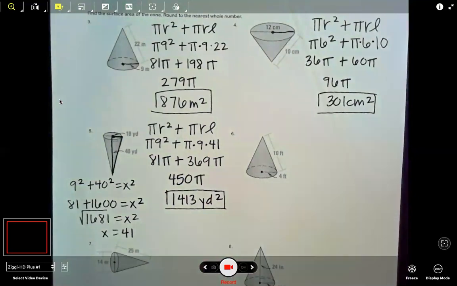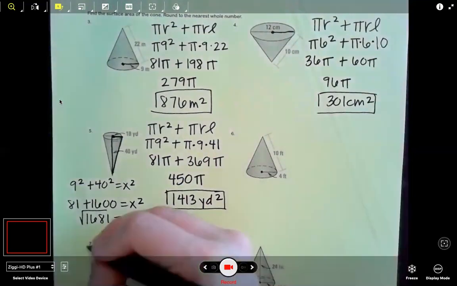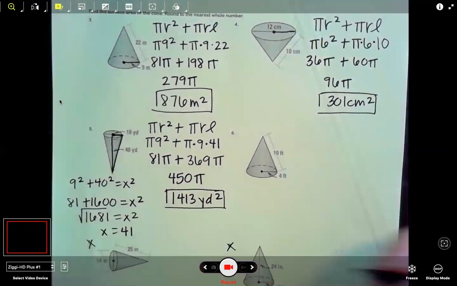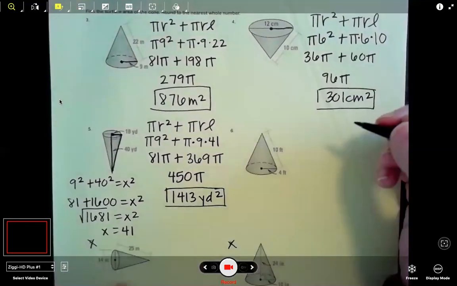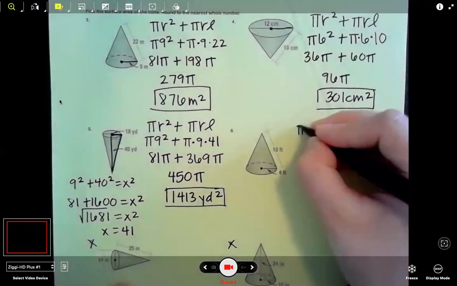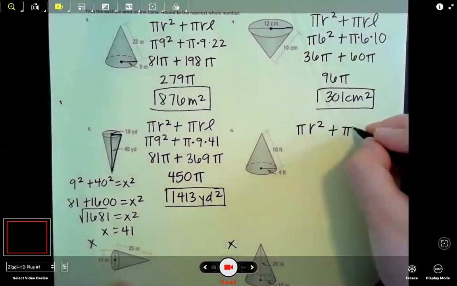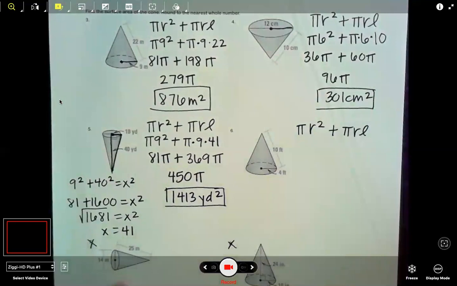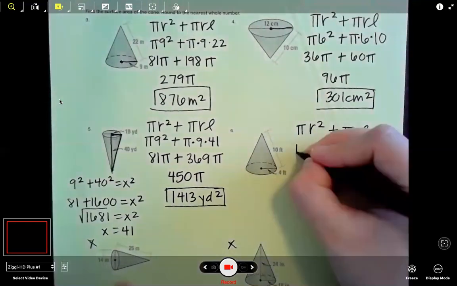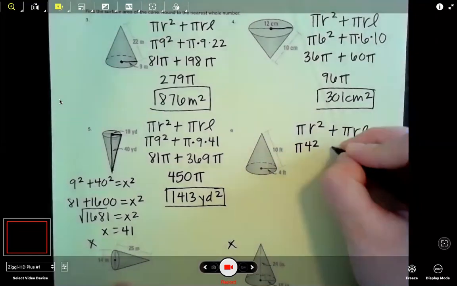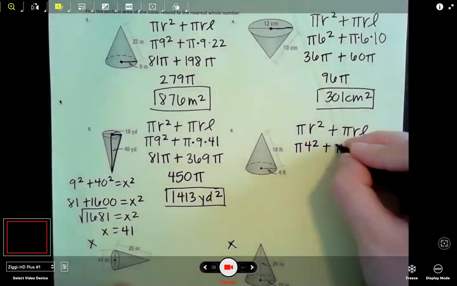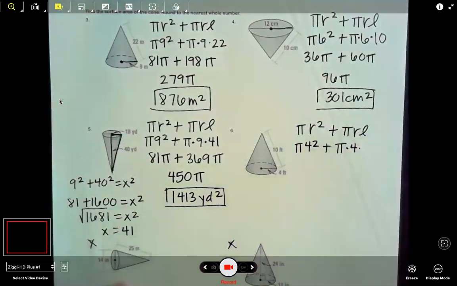Okay, let's cross off 7 and 8. We'll do 6 together, and then we'll go to the back and see what's on the back, okay? So let's do one more on the front, and then we'll switch to the back. Okay, pi r squared plus pi r L. Do we know our radius? It is 4. Do we know our slant height? 10. Beautiful.